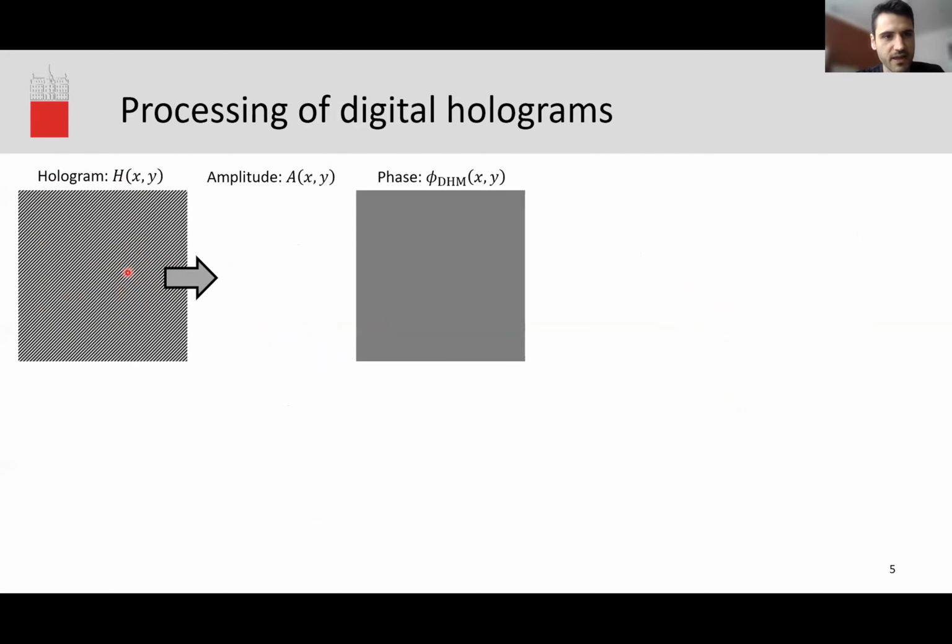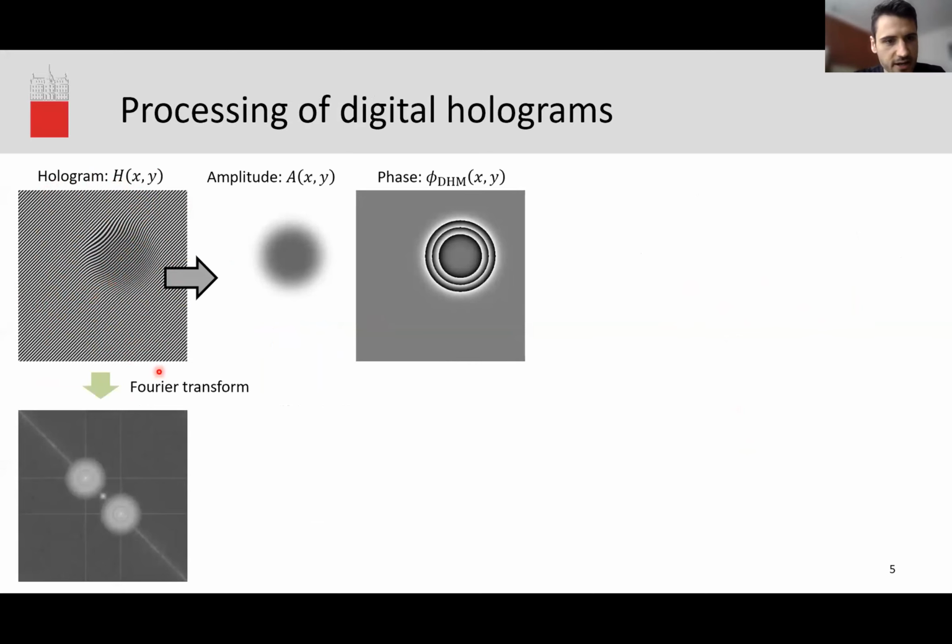Now, if I go into a little more detail, if we don't have any object in our sample plane and we interfere the object and reference waves at an angle, we just obtain straight fringes. But if we introduce an object, we obtain a phase shift that bends the fringes, and we can analyze this numerically by doing a Fourier transform, where we obtain three spectral islands. The central one is the constant intensities that I mentioned earlier, and the two islands next to it are basically twin images of the object.